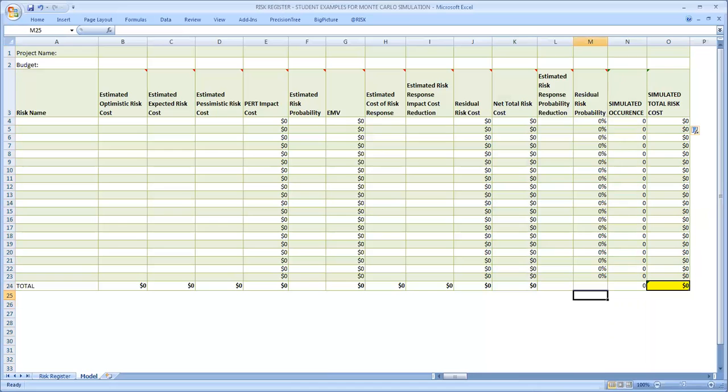So that explains the model itself. And in the next video, I will explain how the model works, and we will run the simulation using an example of a risk register.